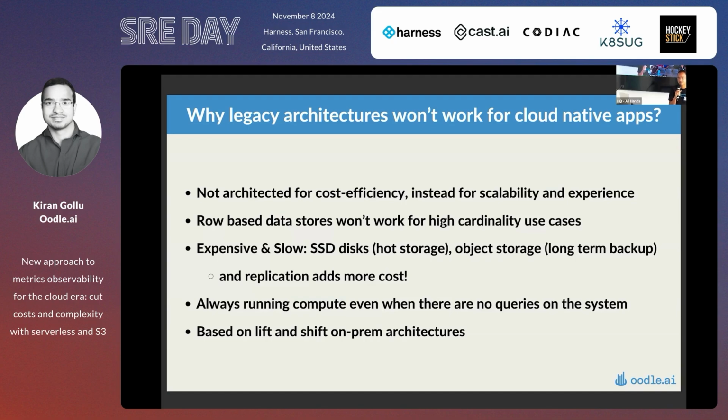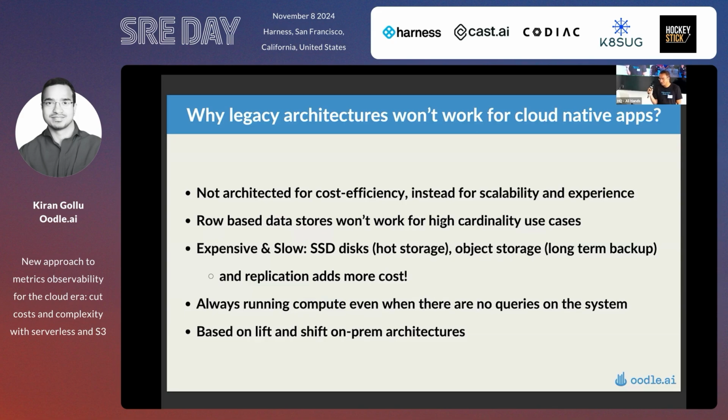First wave was architected for experience. Second wave was architected for scalability. To some extent cost, but cost efficiency was not a first-class citizen from day one. And a lot of them use row-based stores, which means that high cardinality becomes a huge challenge. You don't think about high cardinality when you think about Snowflake, Databricks, you just send it and then you can query it. And they're also expensive because they store the data on expensive SSDs.